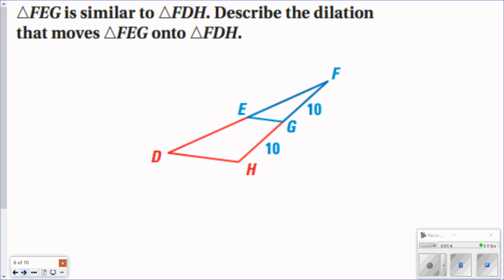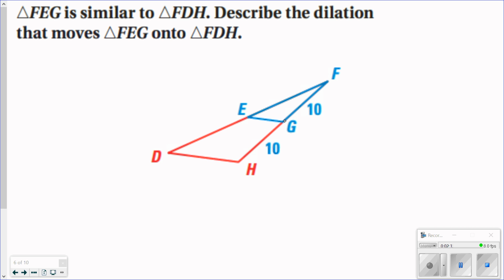Triangle FEG is similar to triangle FDH. Describe the dilation that moves triangle EFG onto triangle FDH. So FEG is the blue triangle and FDH is the red triangle. So we know that they are similar, so we need to figure out what the scale factor is.